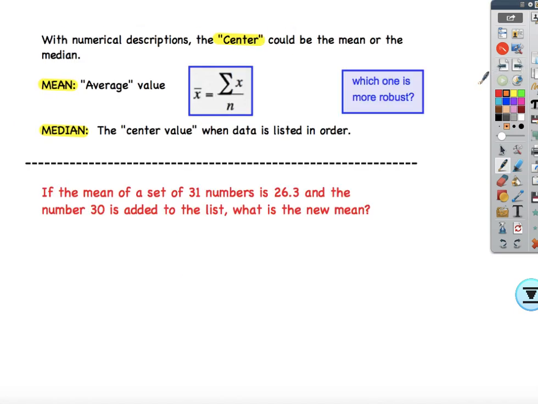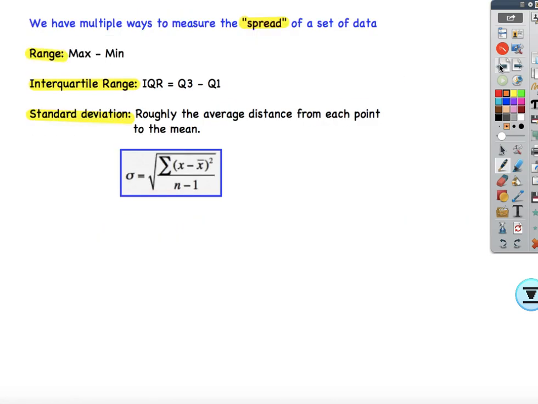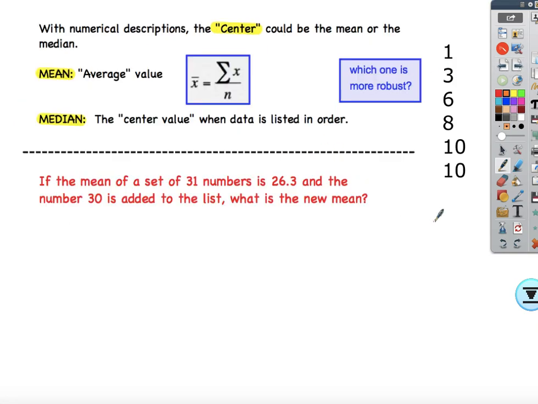Okay, mean versus median, and talking about which one would be more robust. Let's say that I gave you, let's see here, oh, this was the page I wanted. Okay, I got off on a different document. Okay, so this is the same page. Talking about which one is more robust.